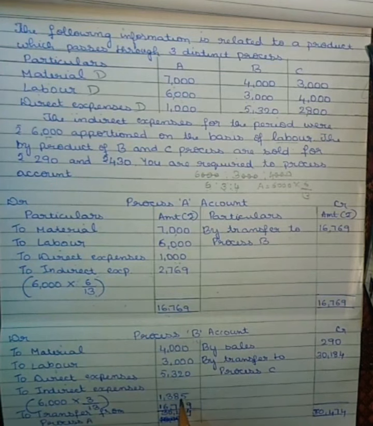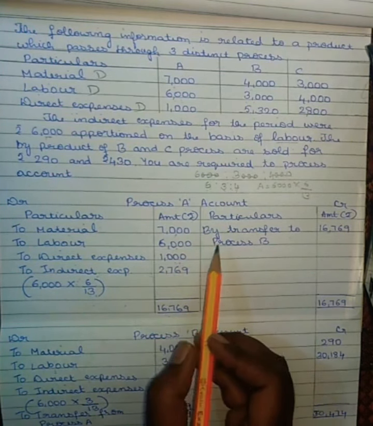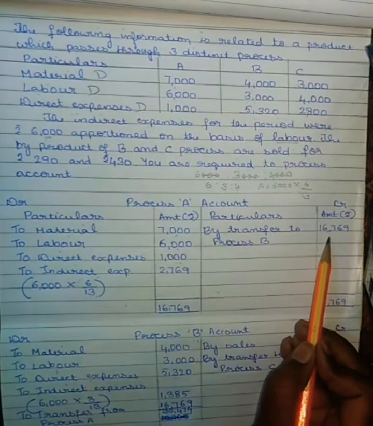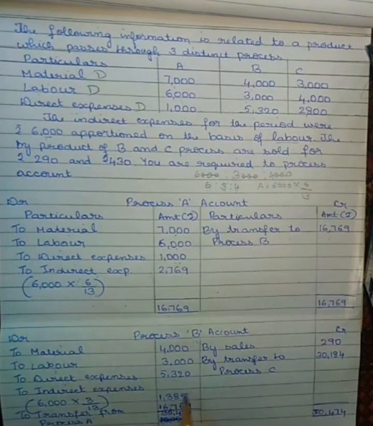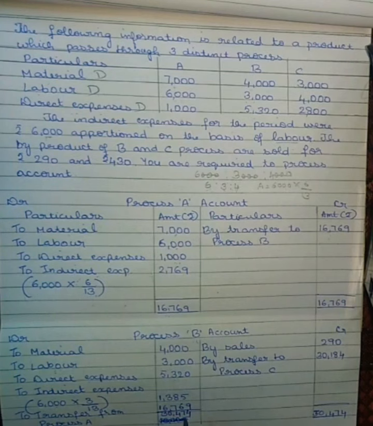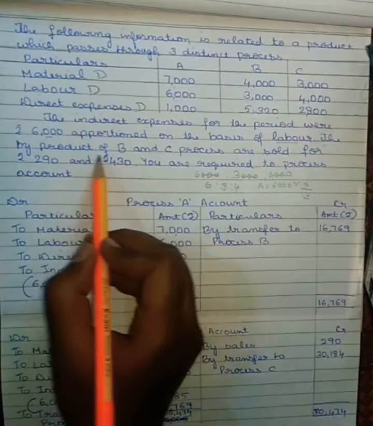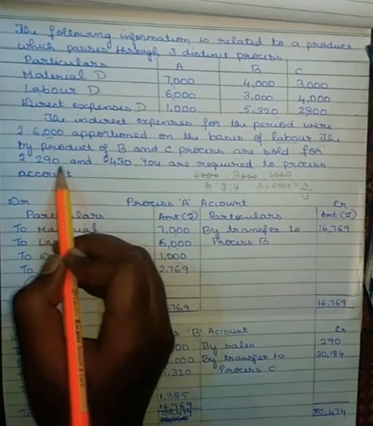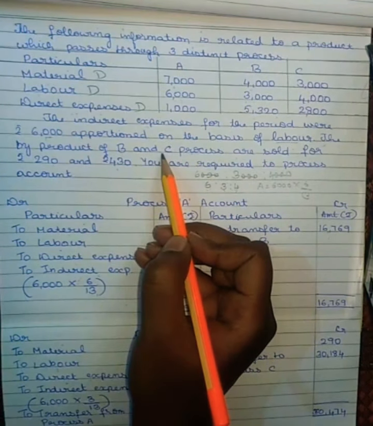And then finally you need to take the transfer of amount from process A. So now what is the amount of process A? 16,769. That 16,769 is what I have taken here. After doing this, there is a separate adjustment for process B and C. Now look in the problem. It says the byproducts of B and C processes are sold for rupees 290 and 430.